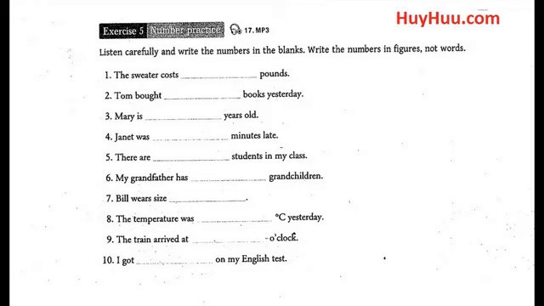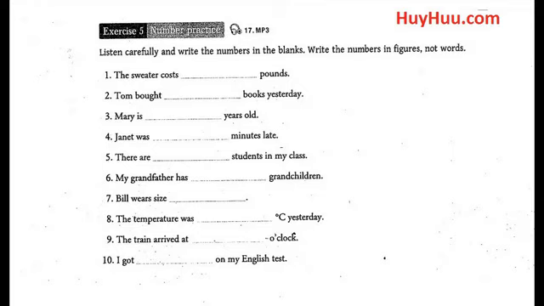Number 1. The sweater costs 46 pounds. Number 2. Tom bought 13 books yesterday. Number 3. Mary is 26 years old. Number 4. Janet was 40 minutes late. Number 5. There are 29 students in my class.